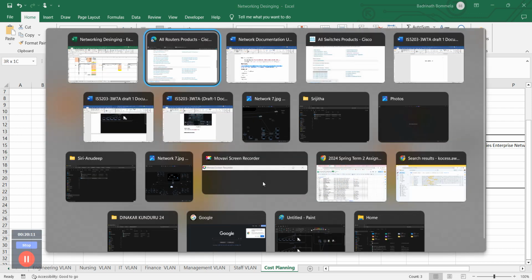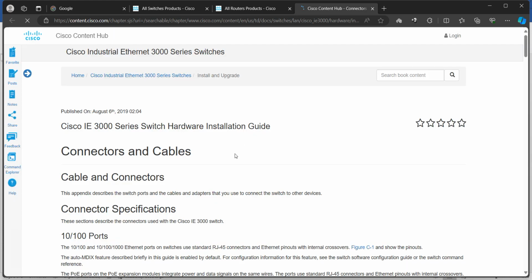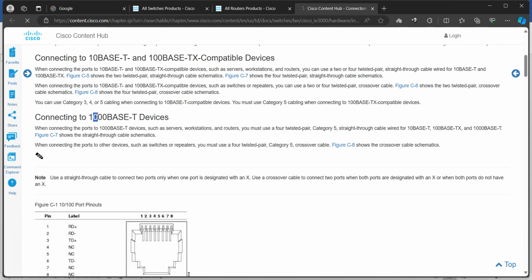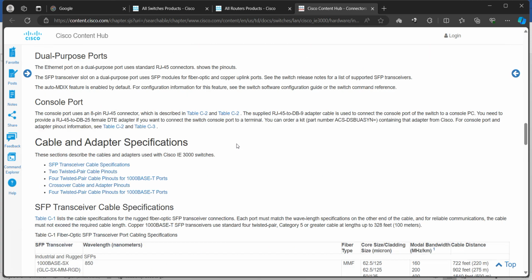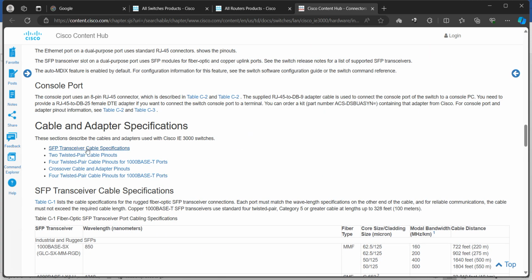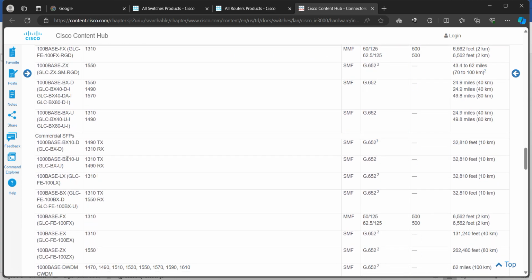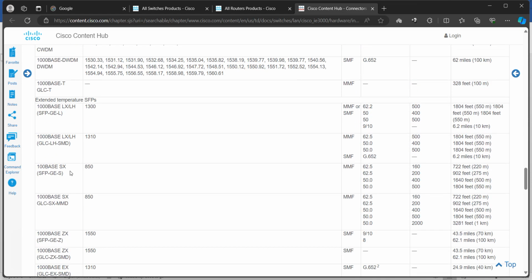Cables. For cables also, I shared you some link. Just control and click on it. You have different types of names, say 100 base T devices. There are several types of cables. You have cables like this. Just select any cable. These are some sort of cable names. Among them, you select any randomly and use it.